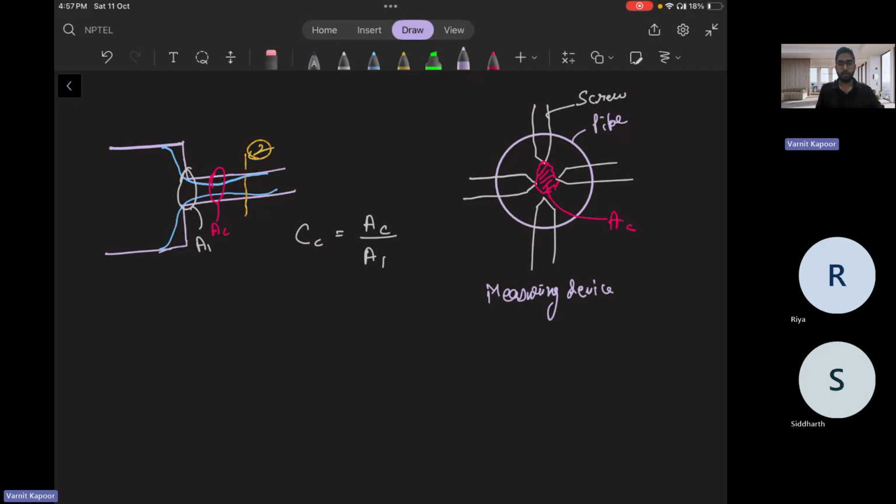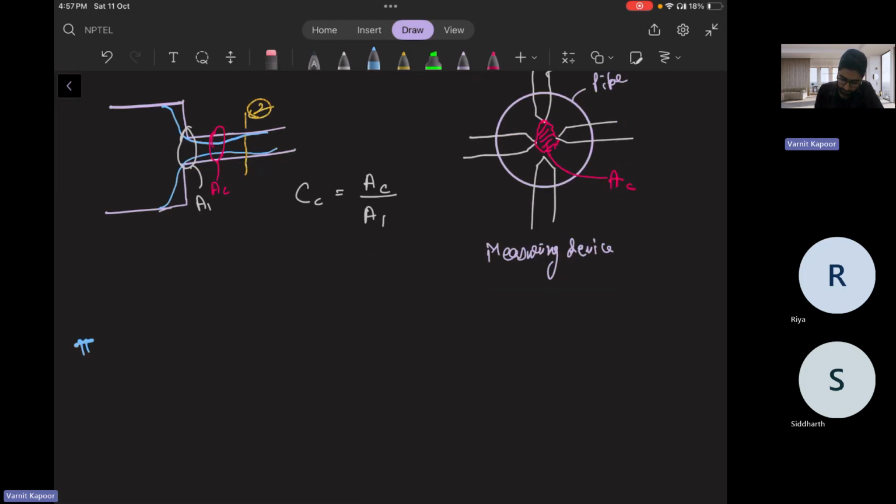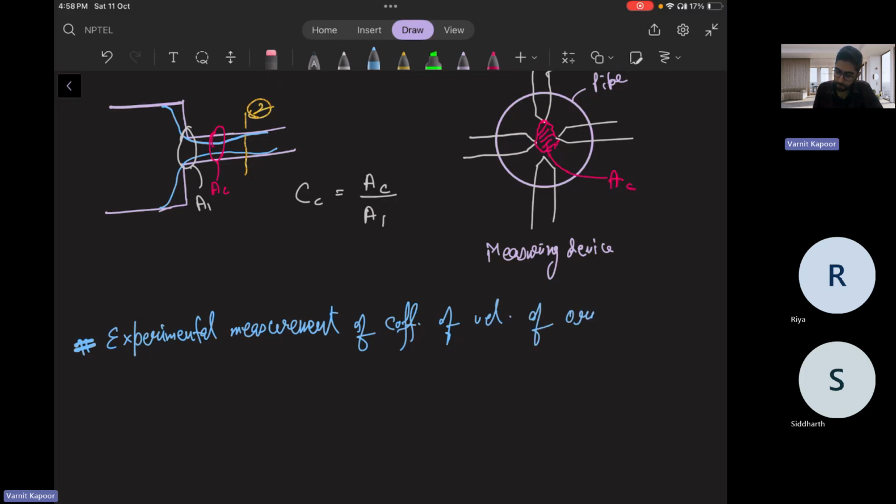Okay. Now there is a concept of how you will experimentally measure the coefficient of velocity of the orifice meter. Experimental measurement of coefficient of velocity of orifice meter. How will we do that?